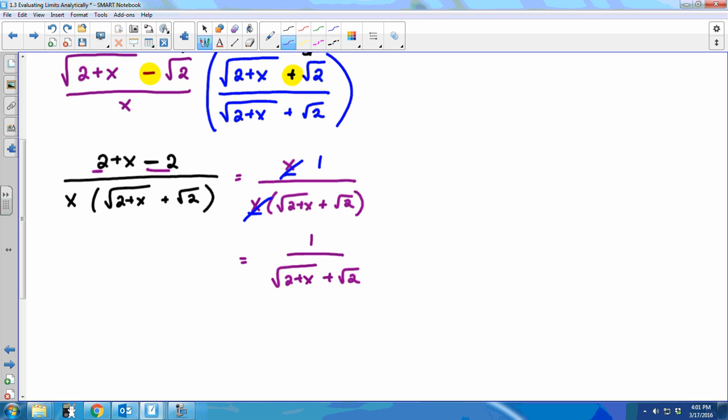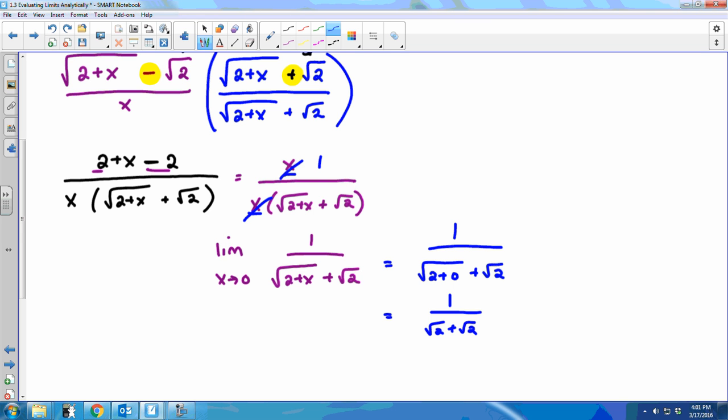But remember, we're trying to make sure we can use direct substitution and find limits. So if I try to find the limit as x approaches 0, we shouldn't have any issues anymore. Because now when I substitute in 0, I have the square root of 2 plus 0 plus the square root of 2. Well, 2 plus 0 is just 2. So I have 1 over 2 square roots of 2.